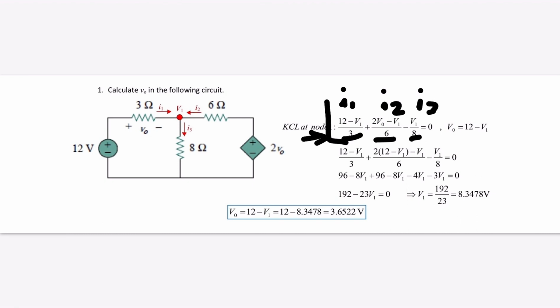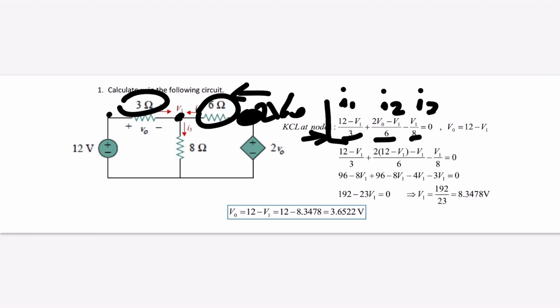As you can see, 12 is the potential here, minus V1, since V1 is unknown, over 3. This is I1. Then looking at I2, we need to make sure the direction of I2 is correct, because according to that we're making the equations. I2 starts from here and moves all the way to the left side. So this is going to be 2V0 minus V1 all over 6. The initial point is 2V0, and the final point is V1, all over 6.